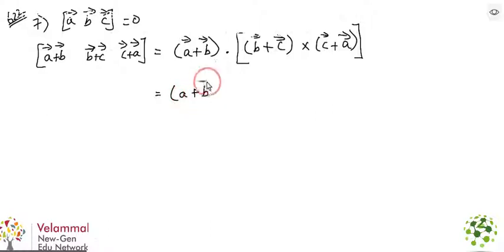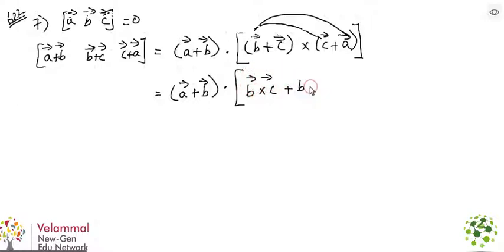So, A plus B. And as I told you, we are going to just multiply as we usually multiply. B cross C, B cross A, like that we multiply, remember, normal multiplication. B cross C plus B cross A plus C cross C, C cross A. Okay? C cross C plus C cross A.